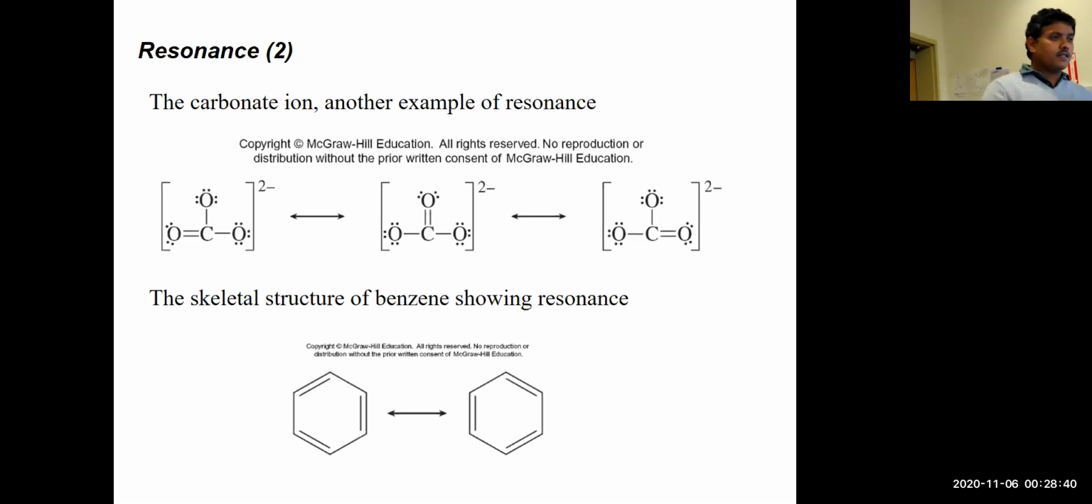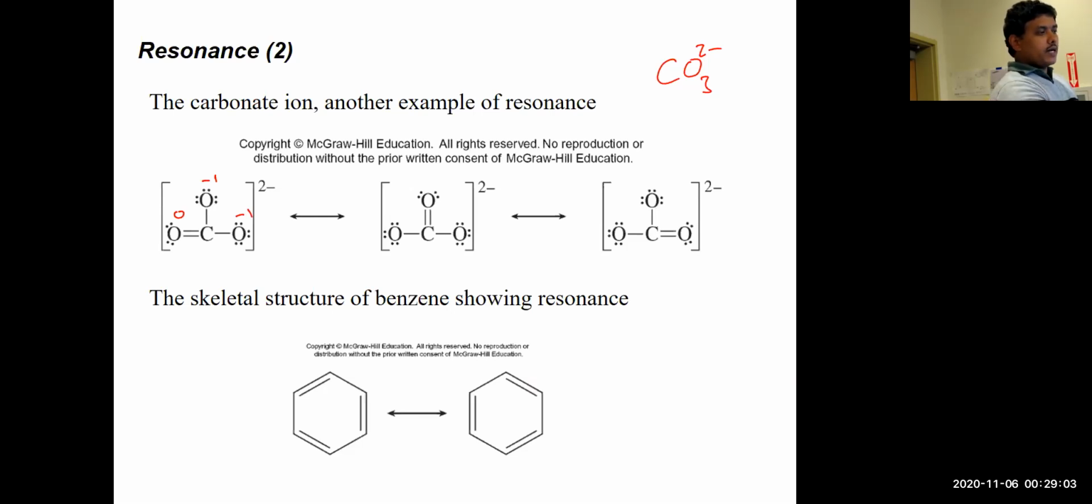Carbonate ion is one of the examples where you can write resonance Lewis structures. The carbonate ion formula is CO3 2-. So when you draw the Lewis structure for it, this is how it will look like. There are 3 oxygens, and this one has a -1 charge. This one also has -1 charge. This one has 0 charge.